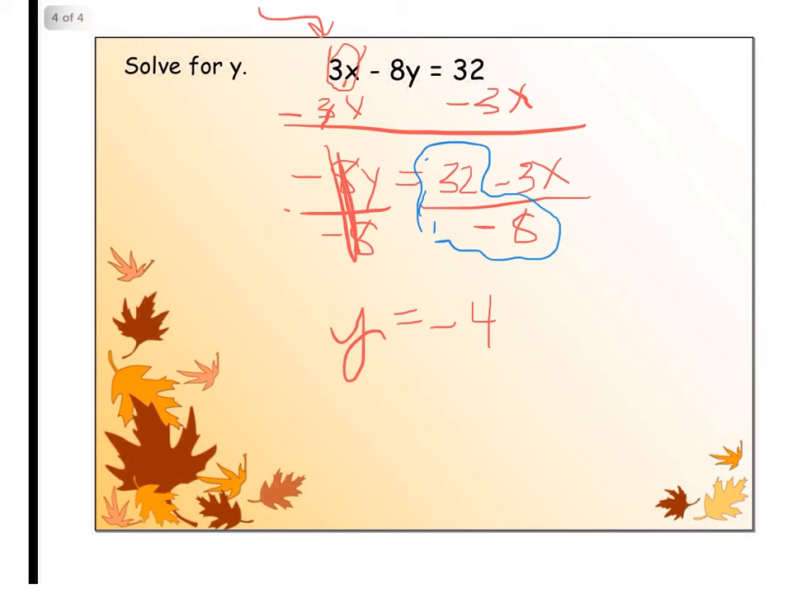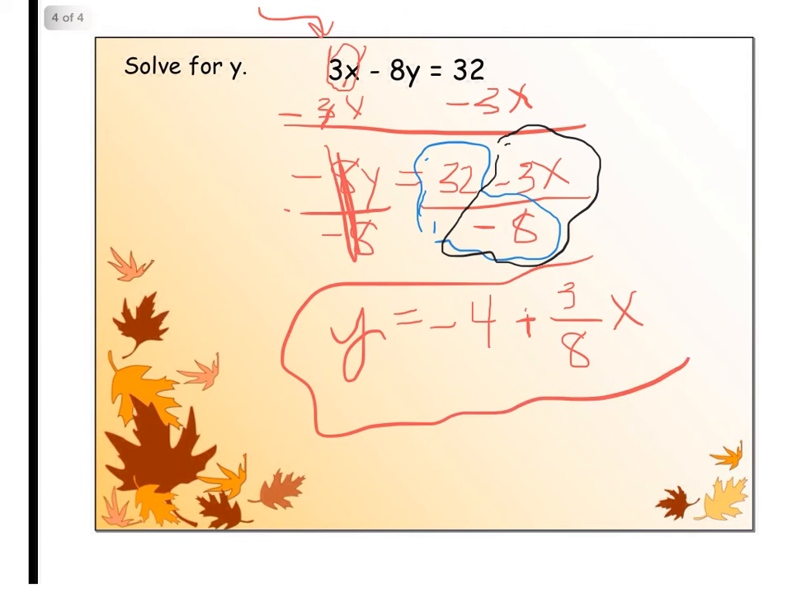And then I have to do this negative 3x divided by negative 8. Well, the negatives will cancel, and then the 3 divided by 8 doesn't simplify to anything nicer. So it's going to become plus, oops, let's fix that there, but it's going to become plus 3/8 x. And that is our final answer.